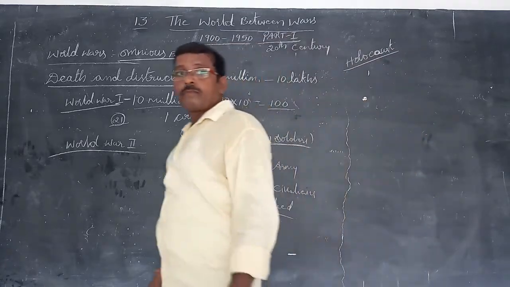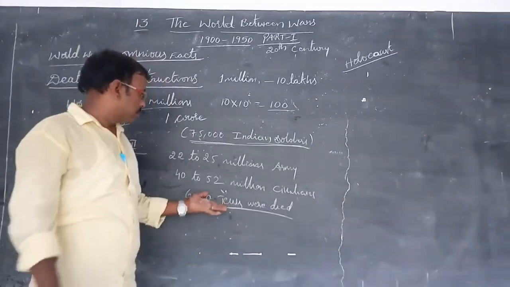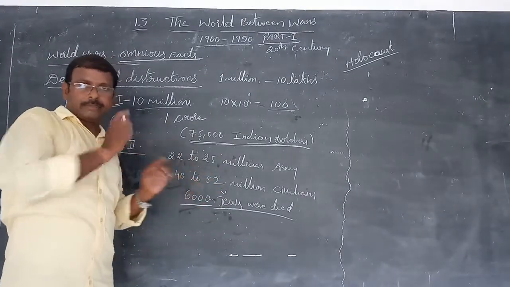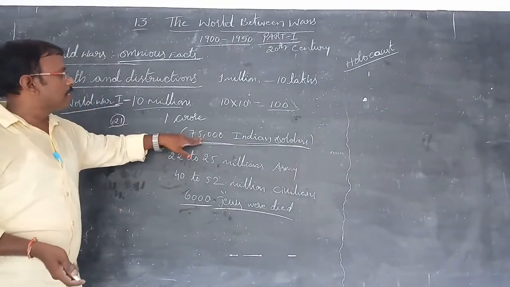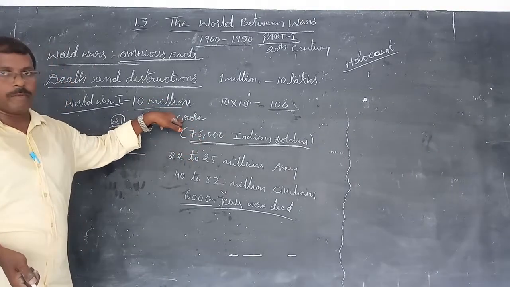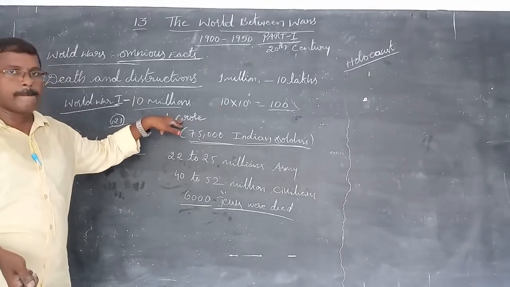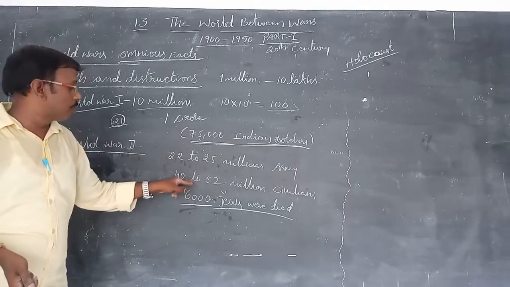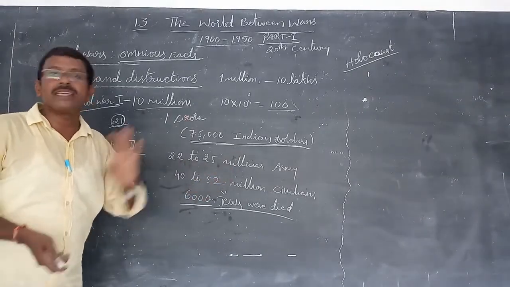Holocaust, last speech. This happened, and 40 to 52 million people died. These are also included in that. 75,000 I have said here. Those people are included in 1 crore people, 1 crore men, not only soldiers. Here 6,000 Jews are included, along with 40 to 52 million civilians.